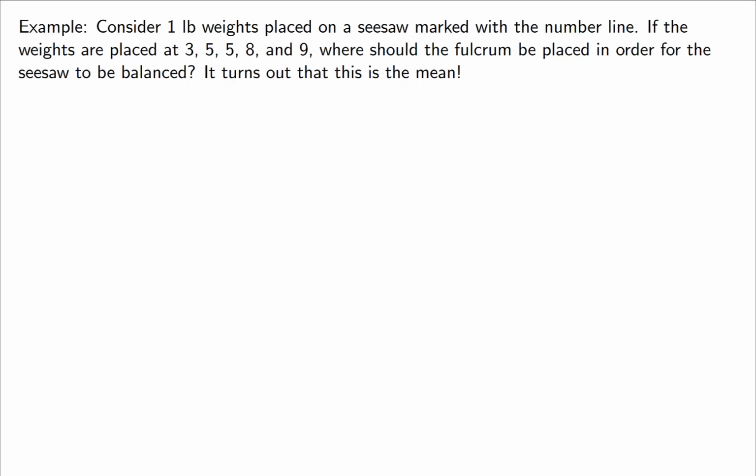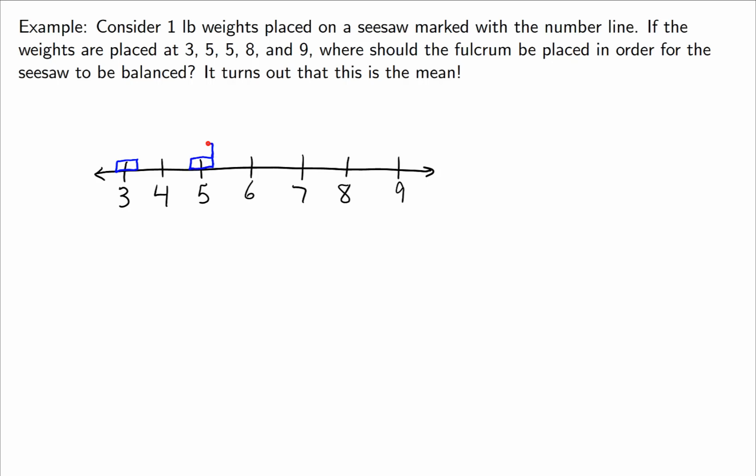Let's look at an interesting example of a mean. Consider 1-pound weights placed on a seesaw marked with the number line. Let me draw you a little picture of what this looks like. Imagine these weights placed on the number line. You've got a weight at 3, you've got 2 weights at 5, you've got a weight at 8, and you've got a weight at 9. Where should we place the fulcrum so that this seesaw is balanced?